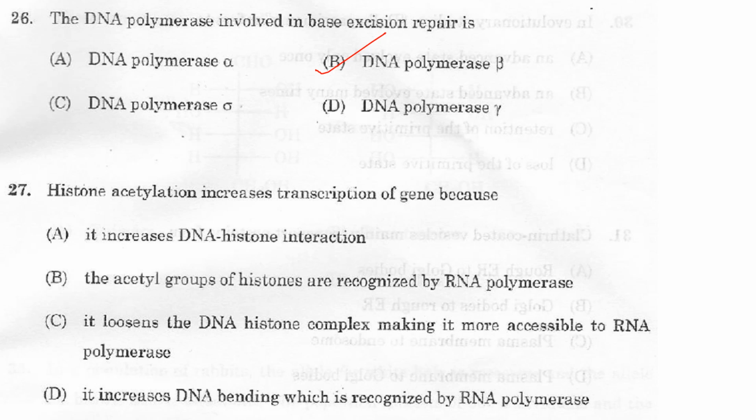So it increases DNA histone interaction? No, it reduces DNA histone interaction. The acetyl groups of histones are recognized by RNA polymerase? That is also not correct. It loosens the DNA histone complex, making it more accessible to RNA polymerase. That is correct. It increases DNA bending, which is recognized by RNA polymerase? No. So answer is option C.